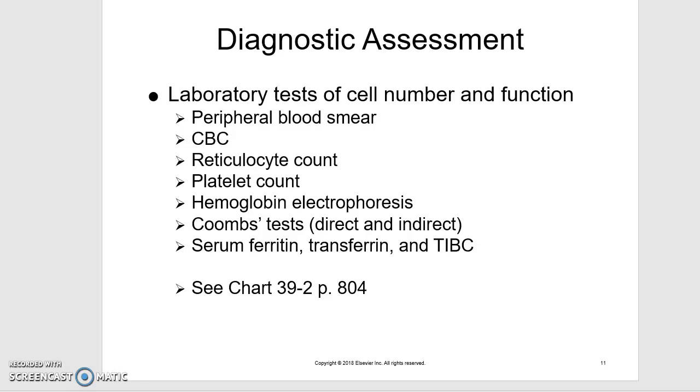A peripheral blood smear provides information about the size, shape, and proportions of different blood cells within the peripheral blood. A CBC is not new to you. It includes red blood cell and white blood cell counts, hematocrit, and hemoglobin. I'm going to go on to the reticulocyte count, which is helpful in determining bone marrow function.